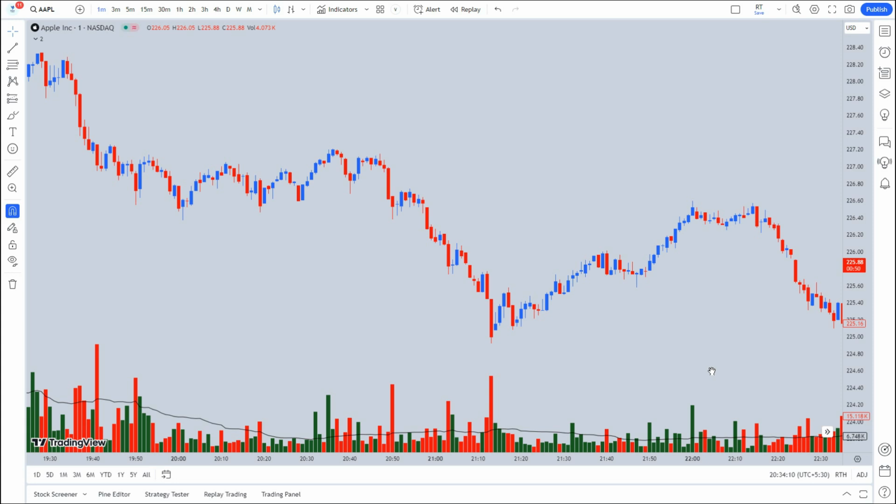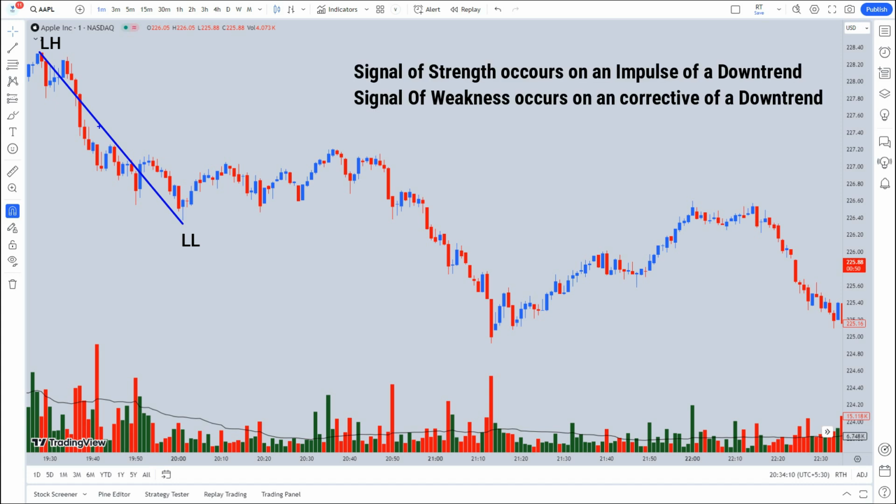Okay, now as market is creating a momentum from lower high to lower low, this is an impulse of a downtrend, clear cut. This is an impulse of a downtrend. So a signal of strength in volume spread analysis occurs on an impulse of a downtrend. Write it down somewhere if you want it. Okay, a signal of strength in volume spread analysis occurs on an impulse of a downtrend.